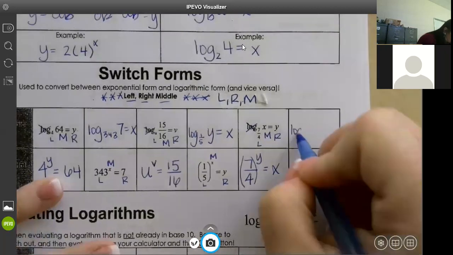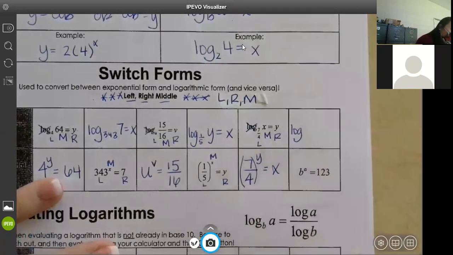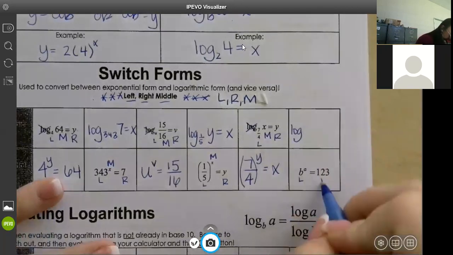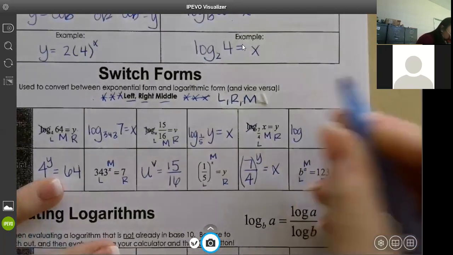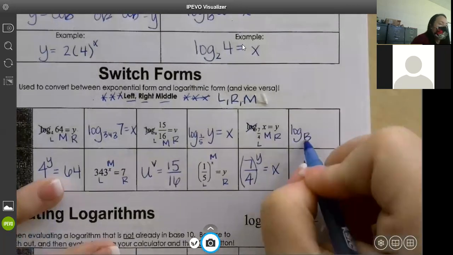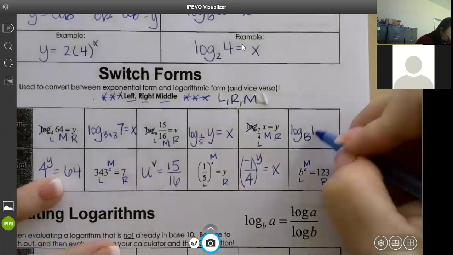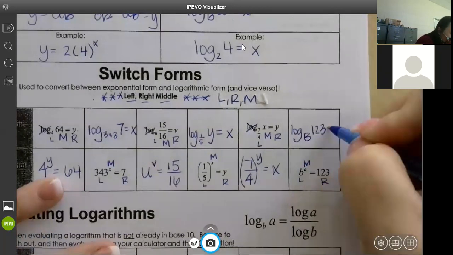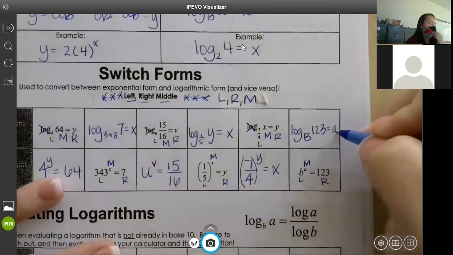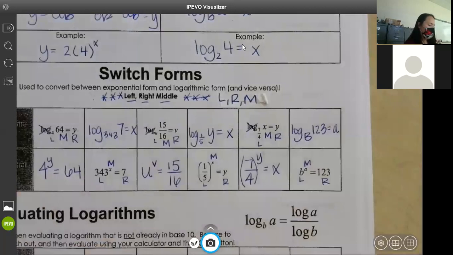We're going to write the word log because we're changing it to log form. We have left, right, and middle. Left becomes your base, so log base B of your right number, 123, equals your middle, which is A. So left, right, middle.